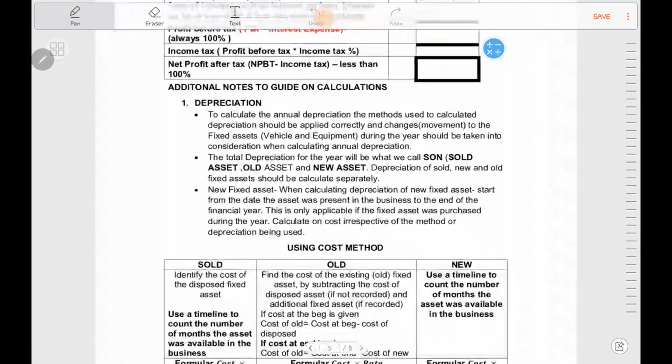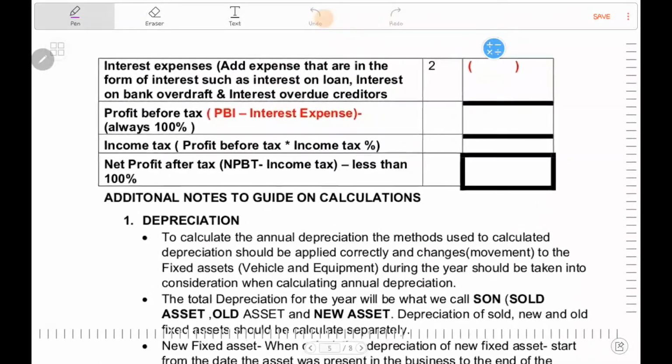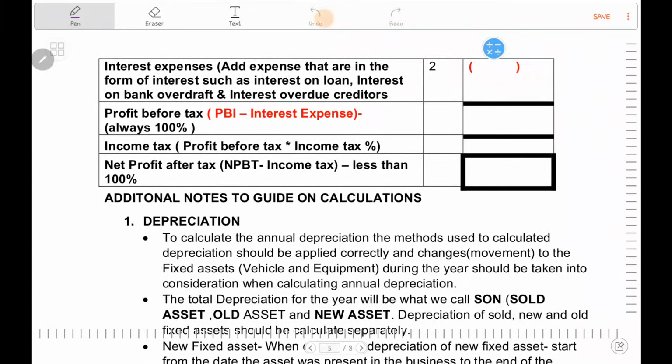Okay, then after that you'll have to adjust what? You'll have to adjust your interest expense. Now for interest expense, we want those expenses that are in the form of interest, such as the interest on loan. Here you'll be given the loan statement. You should be able to use the loan statement to find your interest. Now I'm going to show you ways in which you can find the interest on loan using the loan statement. Then also we are going to add the interest that is on the bank overdraft and also the interest on overdue creditors. Then this will form part of the interest expense.